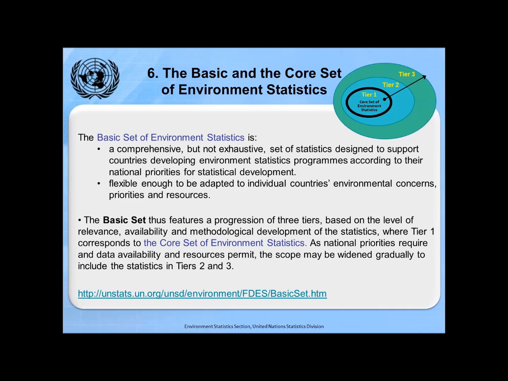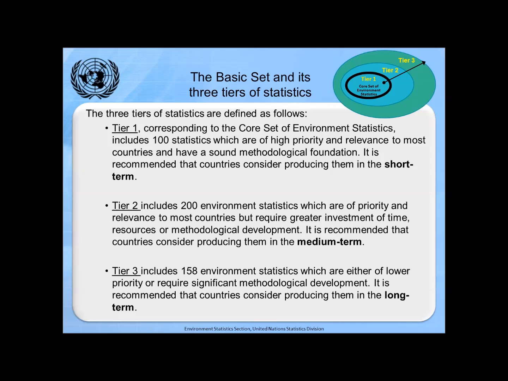And there are 3 tiers. So we have tier 1, which is the core set. We decided to emphasize that as the core, and that includes 100 statistics which have high priority and relevance, and for which we believe have a sound methodological foundation. And tier 2 includes 200 statistics, but there's more a need for research or methodological development and needs more time to implement and resources. And tier 3 is again more longer term group of statistics at 158. But of course, countries, if they feel tier 2 statistics should be considered tier 1 in their own country, they can do whatever they like. They can move the statistics around because, of course, countries will have different priorities and needs.